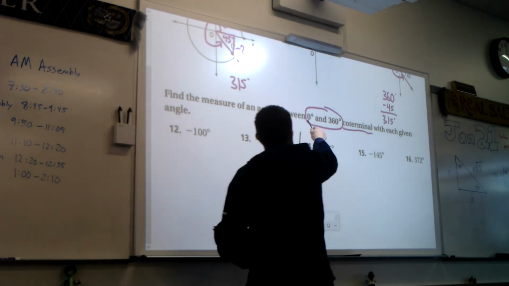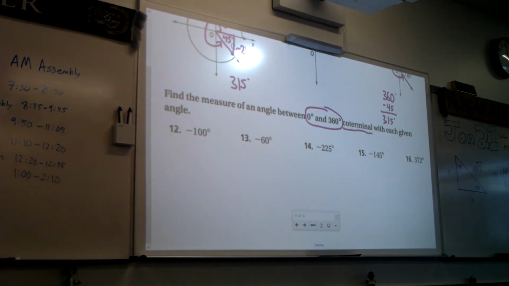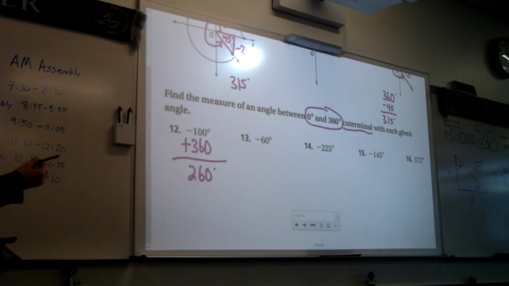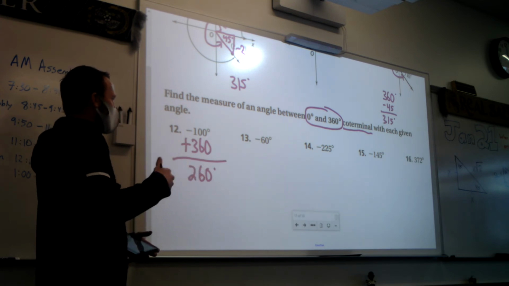But we want these to be above here, so which one are we going to choose? You have to add because if you subtract, you get a negative. There you go. So if I add 360 here, I get 260. Is 260 between 0 and 360? Yes. So there you go. That's all you do on these ones. You're going to add on a full rotation or subtract.